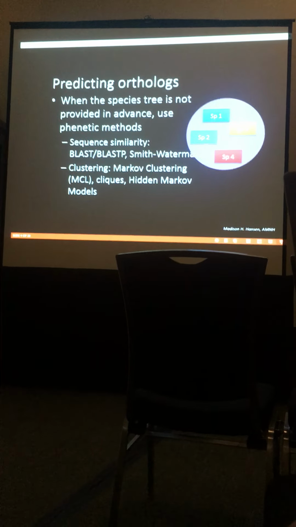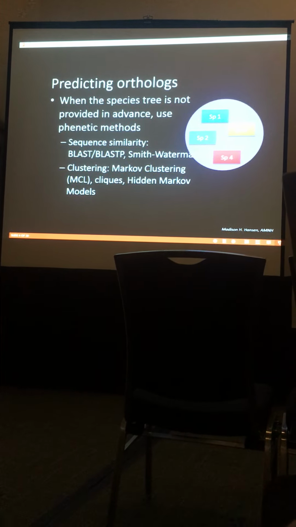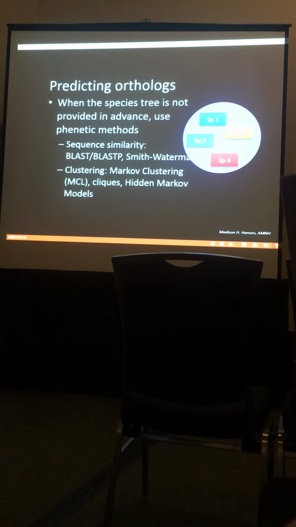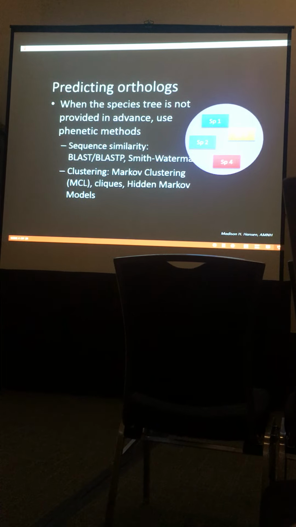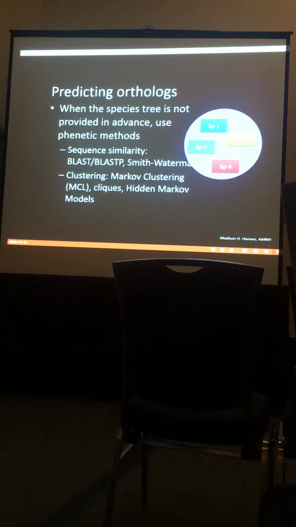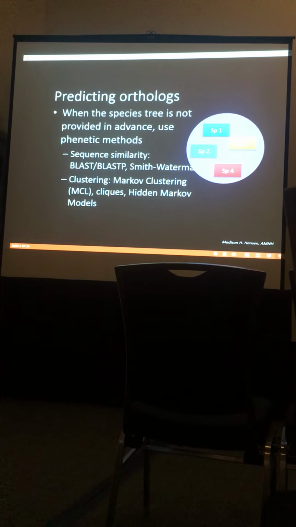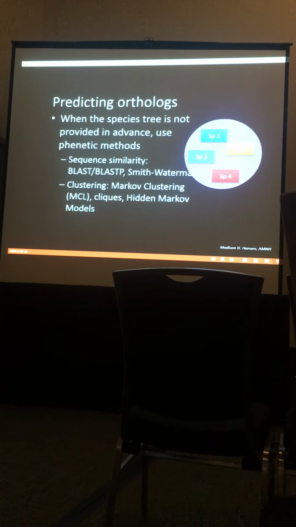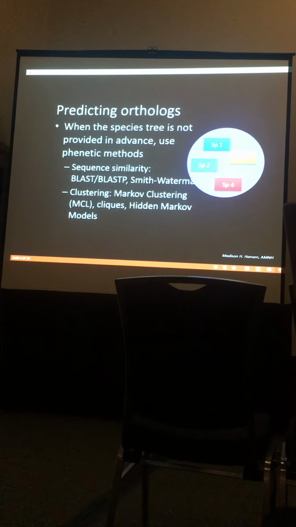And then after that, we want to cluster the most similar genes together because we assume that more similar genes will be more closely related. Methods for that include Markov clustering, hidden Markov models, and cliques. Cliques are kind of a graph theory idea where a gene cannot be included in an orthologous group unless it matches with all of the other genes in that group.